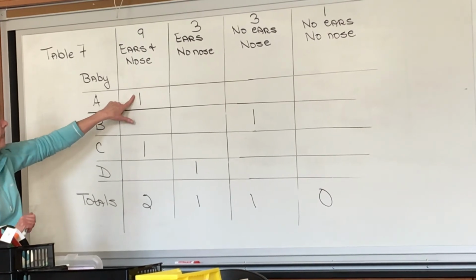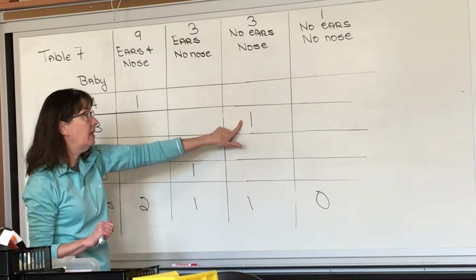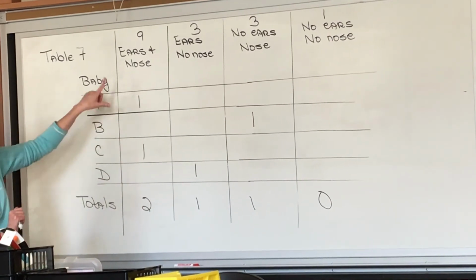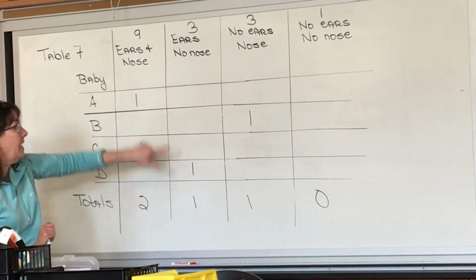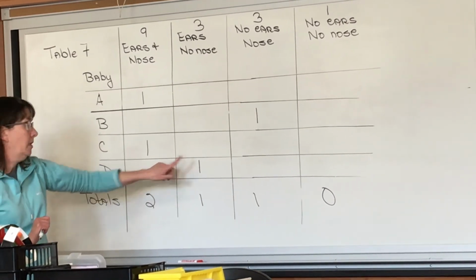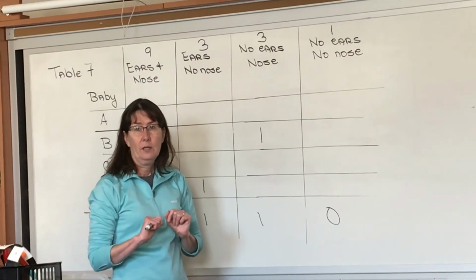Baby A had ears and a nose. Baby B had no ears but a nose. Baby C also had ears and a nose. And baby D had ears but no nose. 2 to 1 to 1 to 0.